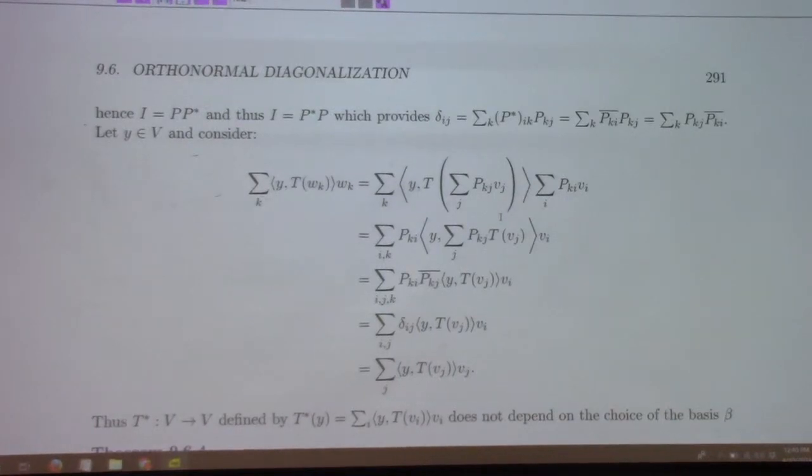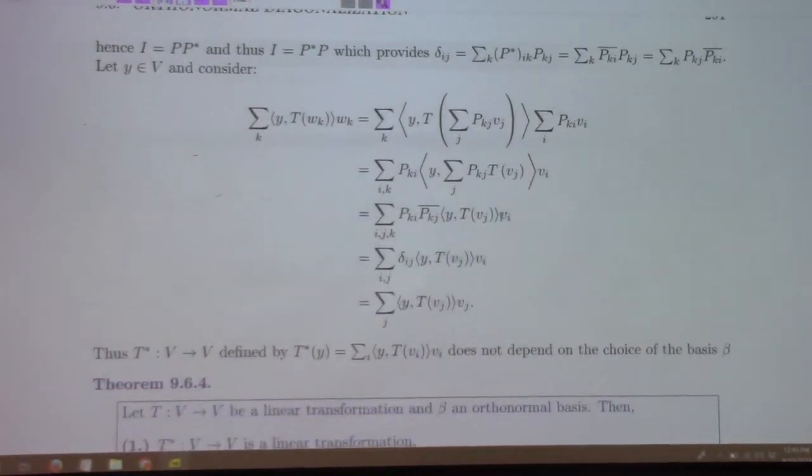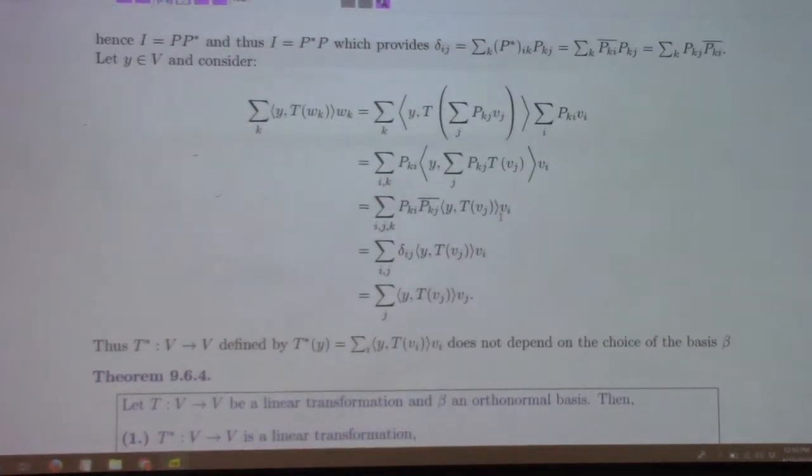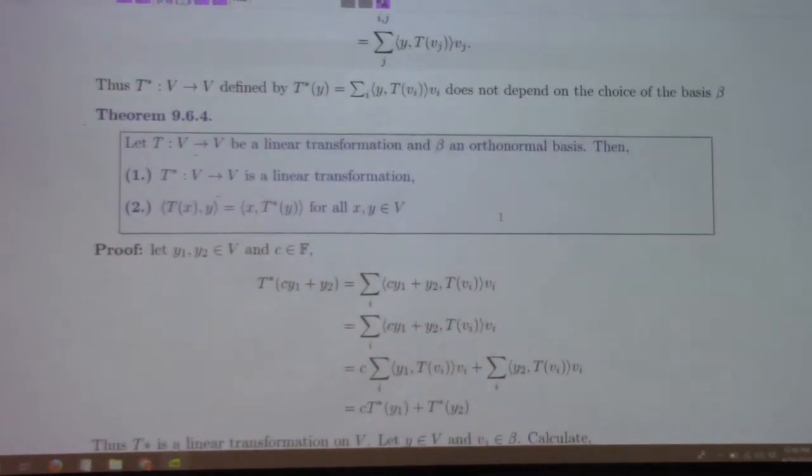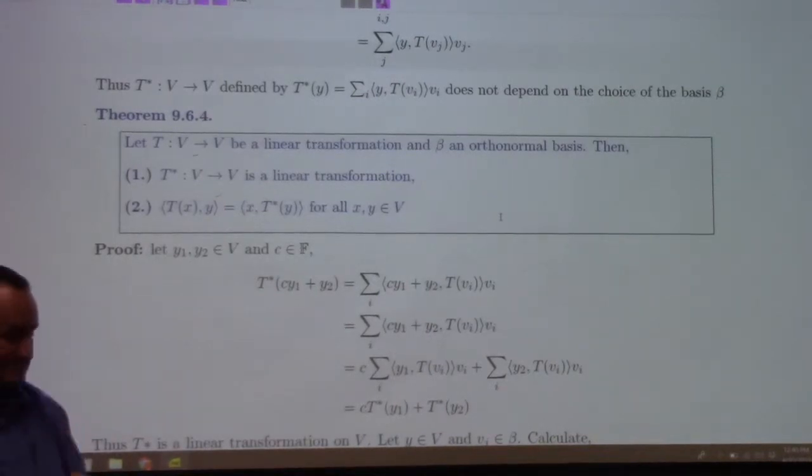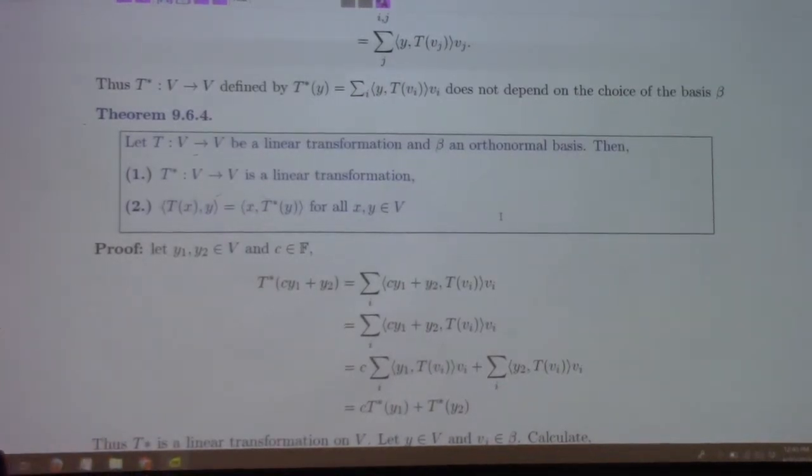All right. I will not test on this. Is my peace offering to you? Yes. I should test on the adjoint. What I'm saying is I wouldn't test you on the coordinate change thing I just mentioned. That's a little bit much.